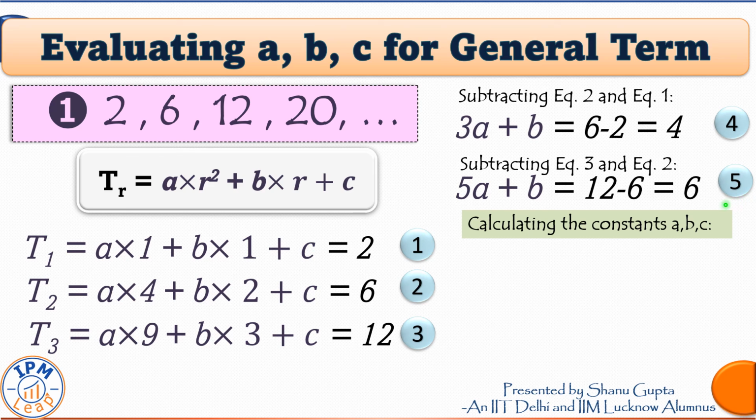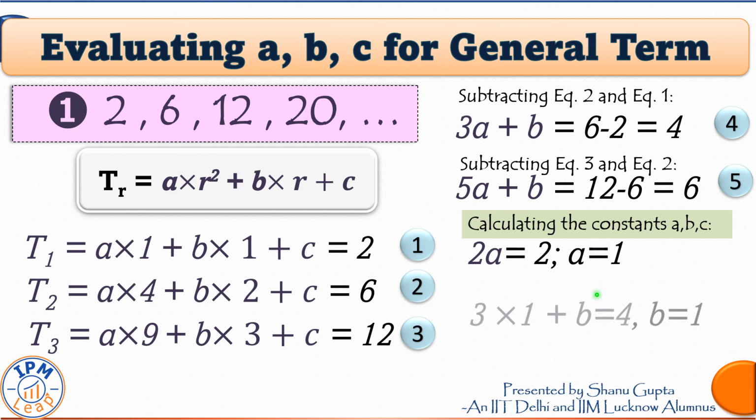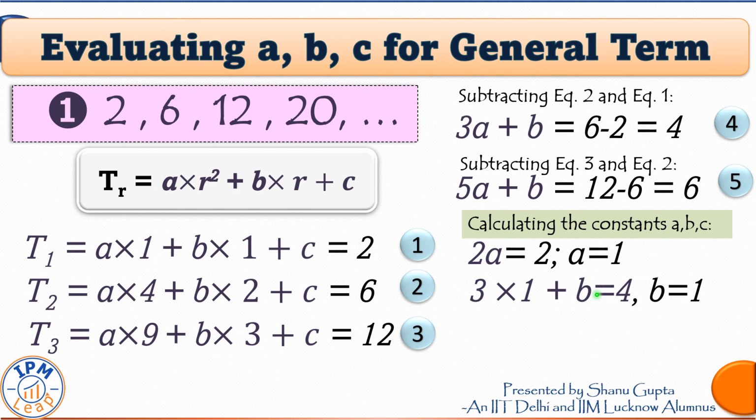Subtract equations 5 and 4 and straightforward you will get the value of a. 2a is equal to 2, so a is equal to 1. Put this value of a is equal to 1 in equation 4 and we will get the value of b. 3 into 1 plus b is equal to 4. So b is equal to 1. Put these values of a and b in equation 1 and we will get the value of c as well. C will come out to be 0.